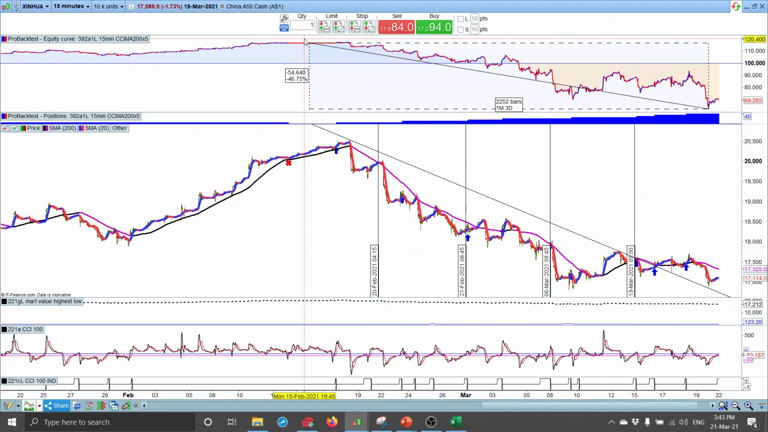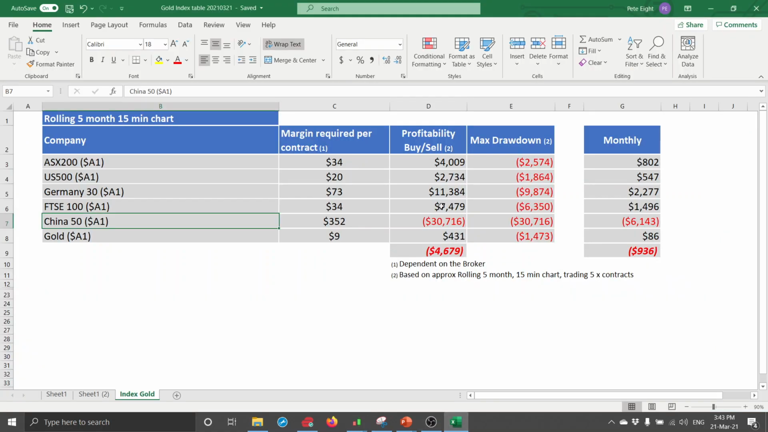As you can see there, it's taken a hit of about $54,000 from that point down to that low point there. And that's why China has taken the biggest hit in terms of profitability. So we're down. A drawdown was less than 30,000, but if our profitability is greater than our drawdown, we apply that to the drawdown. So currently that applies to whatever is the biggest drawdown period. So because of China, we're down $4,600 for the 5 months.